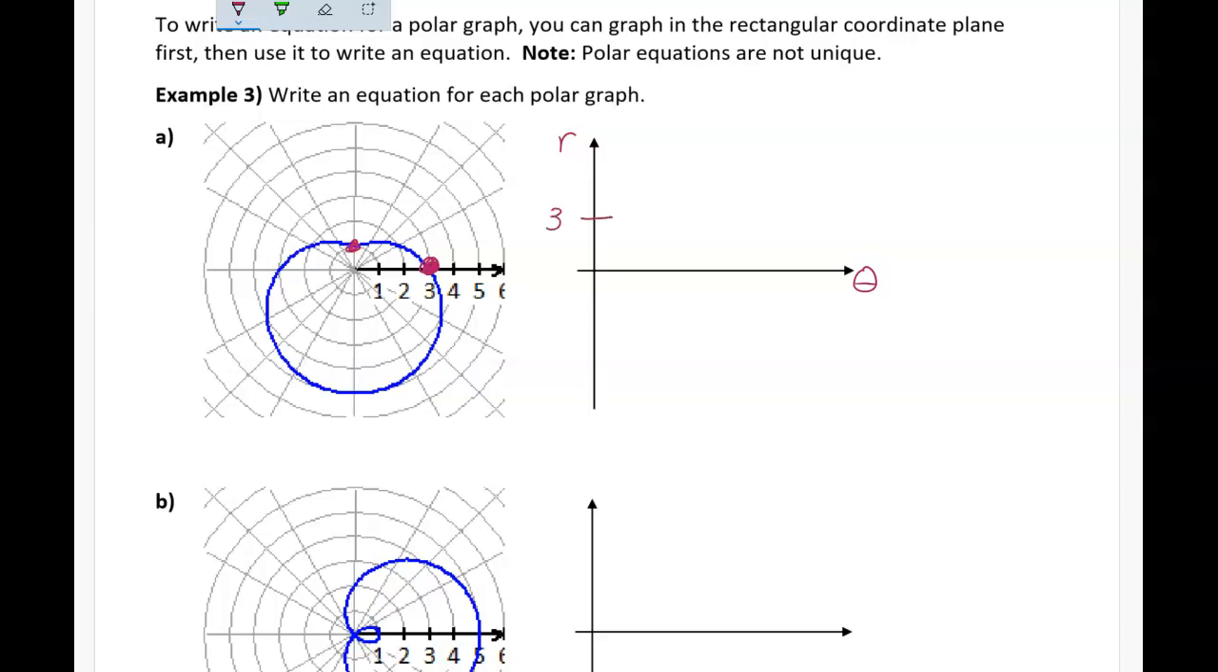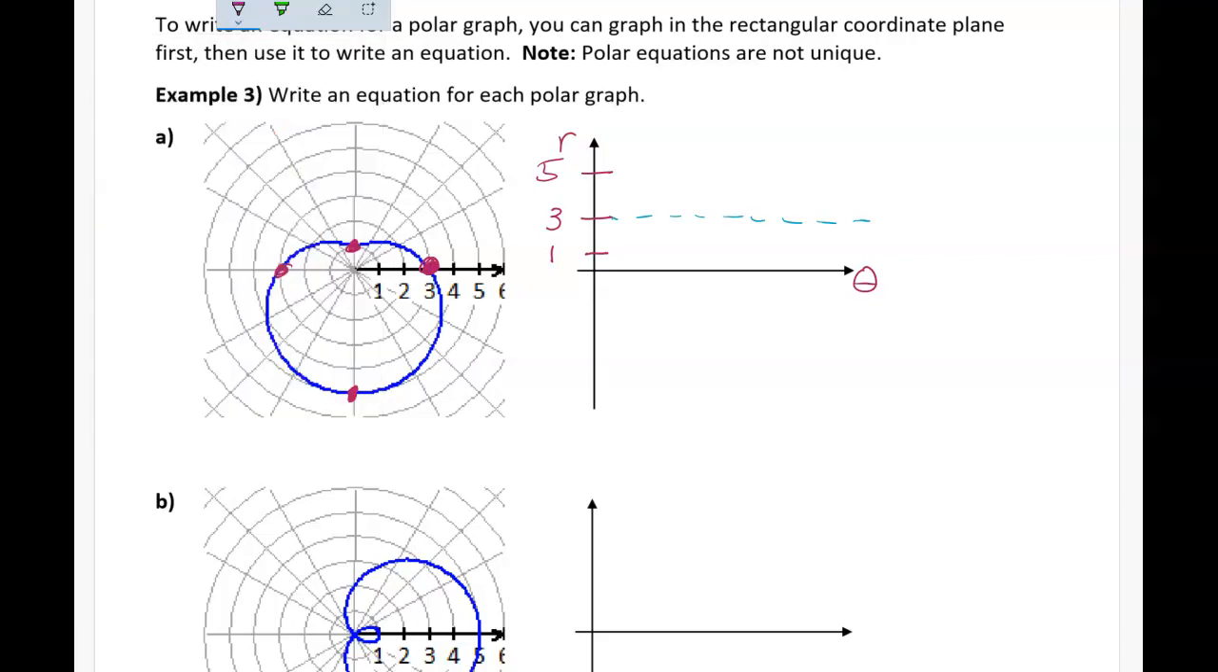And then when we get to 90 degrees, the radius goes down to 1. At 180, back up to 3. And then at 270, the graph has a radius of 5. So that kind of gives us an idea of our max and our min and our middle. Here's our midline right here at 3.